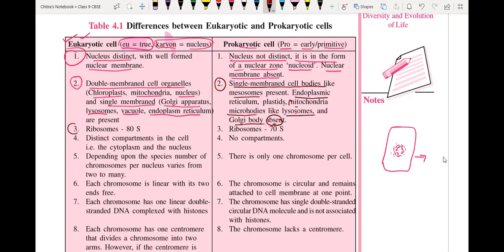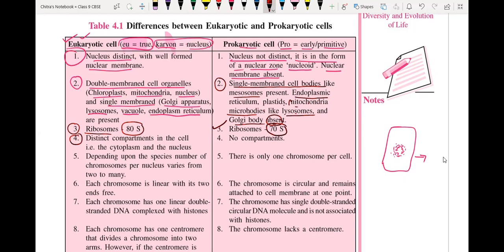Next, third, very important: ribosomes. In eukaryotic cells, the 80S type of ribosome is present. It is the type of ribosome that depends on the size and its function, and it helps in the formation of protein by using transfer RNA and mRNA, messenger RNA. But in prokaryotic cells, the 70S type of ribosome is present.